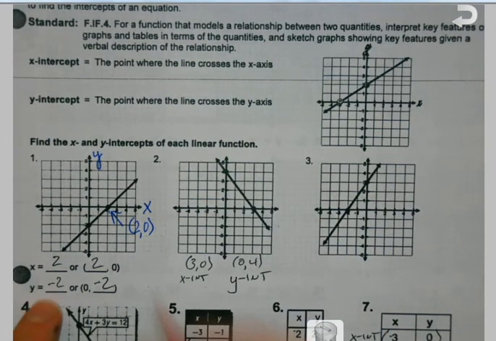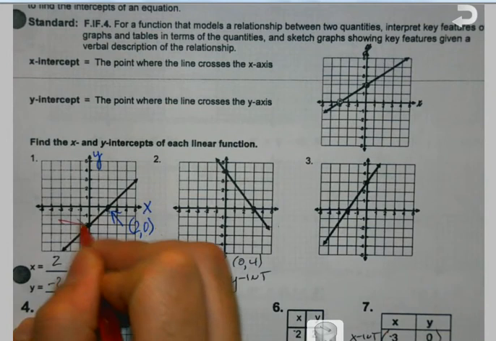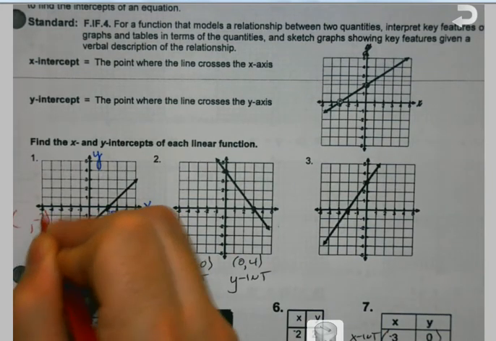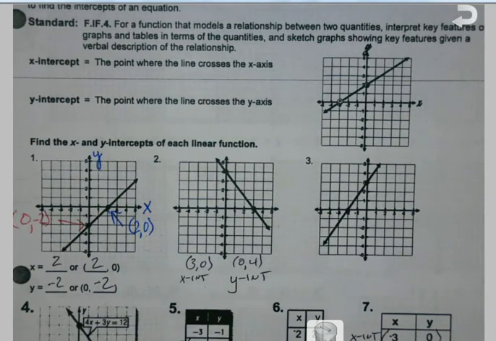When I do the y, my y value is -2, but I know the x value is going to be 0. So that's where the 0, -2 is coming from. So I'm always looking for those points, trying to find it that way.